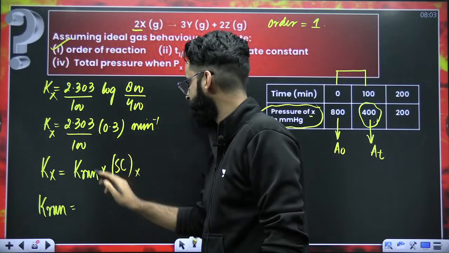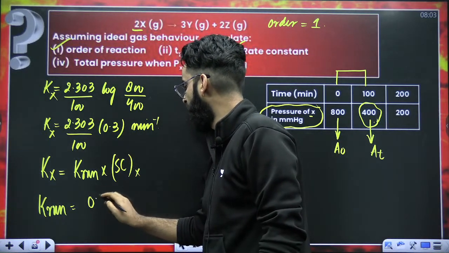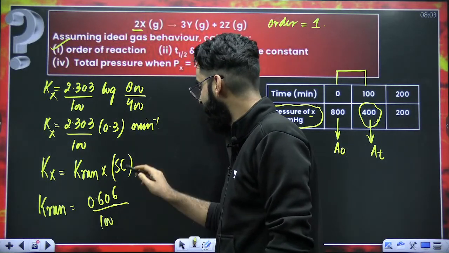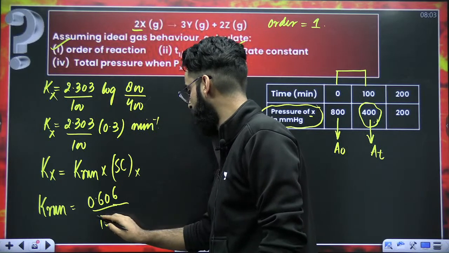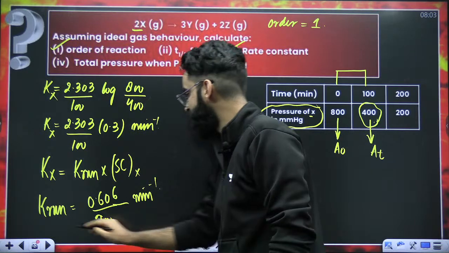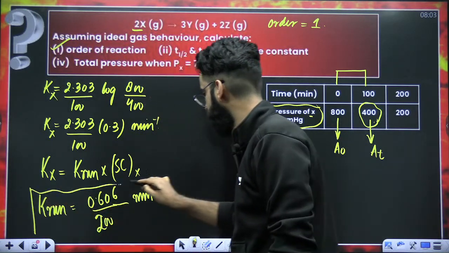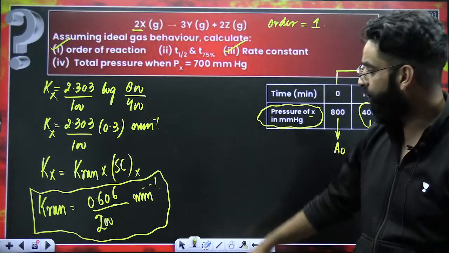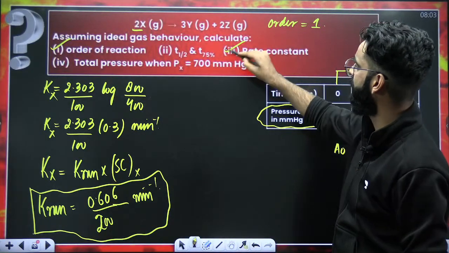So it is 0.606 divided by 100, right? And divided by the stoichiometric coefficient of X, that is 2. So it has to be 200. Now it's going to be minute inverse. Now this is the rate constant of the reaction. Yeah? Now you got the rate constant of the reaction, so you have calculated it.